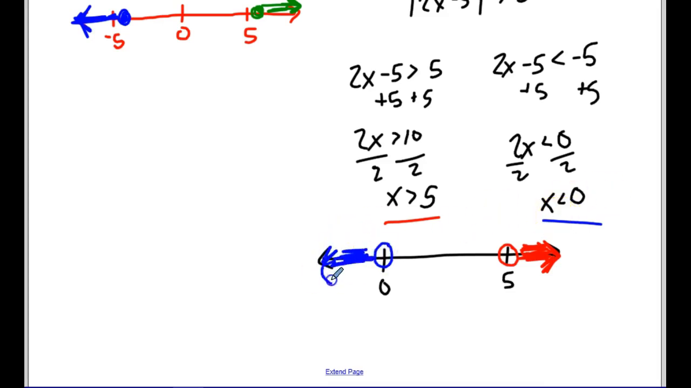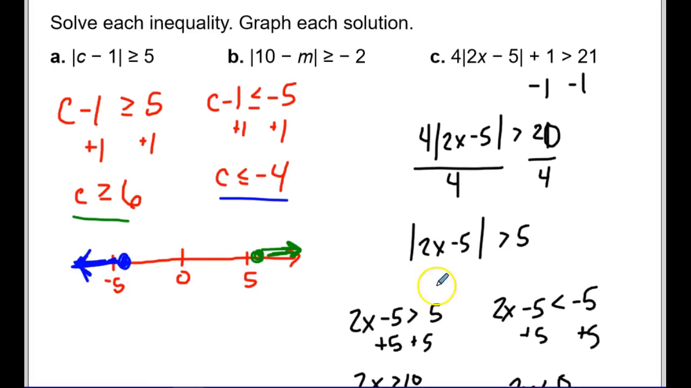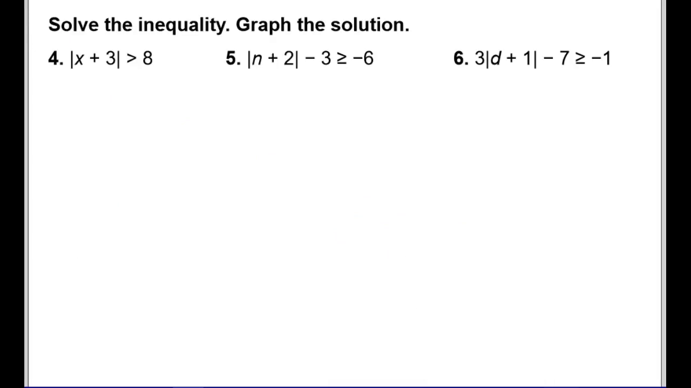So my shading will be to the left. So now I've solved it and graphed it. The big thing here is, don't forget, before we can start solving our two equations, we have to get that absolute value all by itself. And then you can set up your two problems to work with.